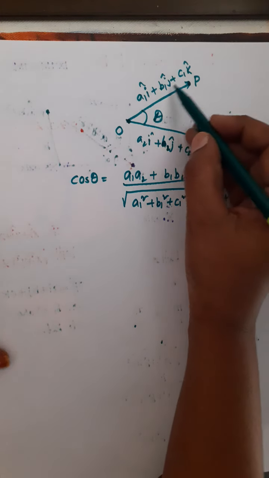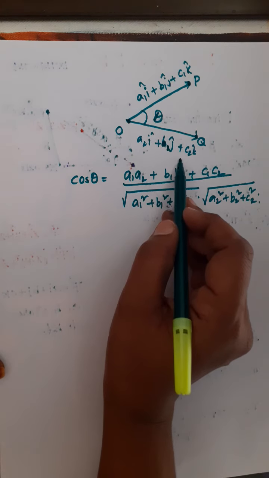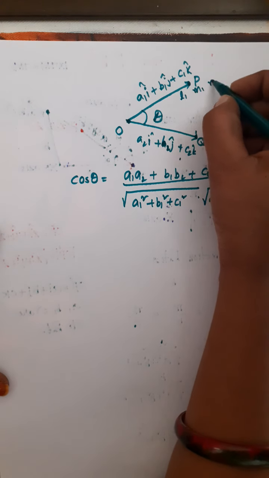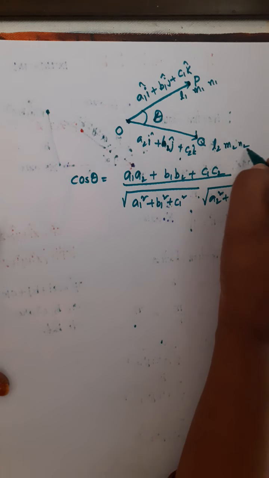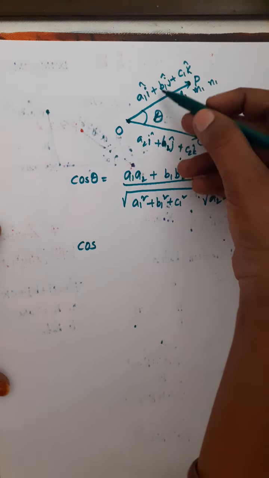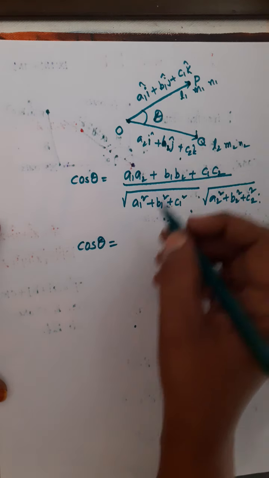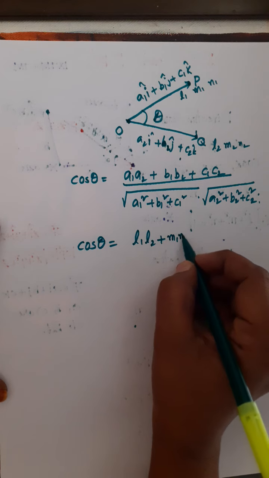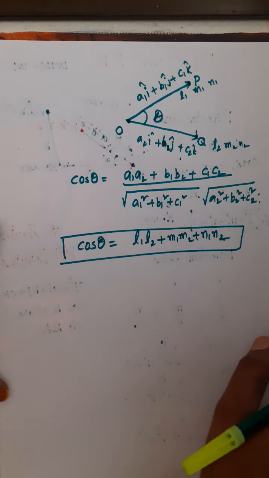Here A1, B1, C1 are the direction ratios of OP, and A2, B2, C2 are the direction ratios of OQ, and we can take L1, M1, N1 as the directional cosines of OP, and L2, M2, N2 as the directional cosines of OQ. If you know these direction ratios, you can find this theta by this formula. And if you know directional cosines, you can find cos theta by L1 L2 plus M1 M2 plus N1 N2. These two are very important.